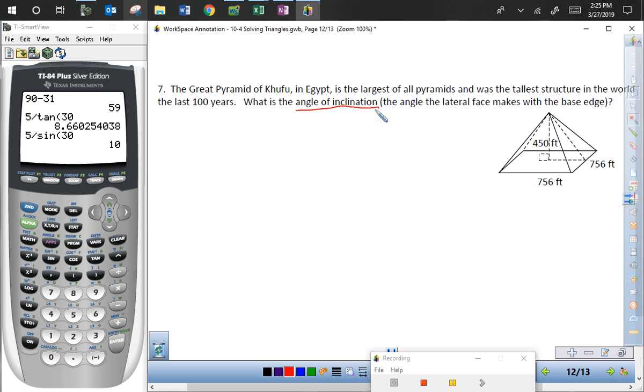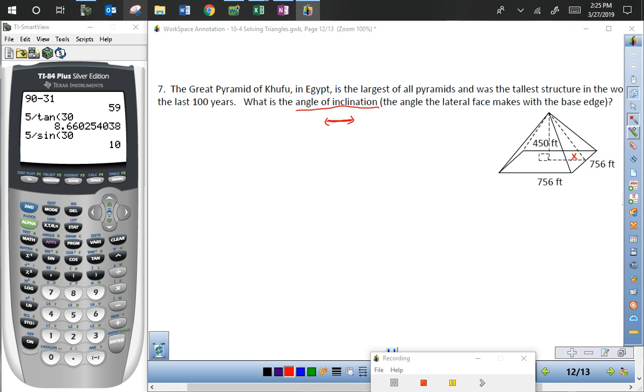Okay? Remember these words, an angle of incline. It's always going to be a horizontal segment in our picture when we go to solve that. So it also gives us this hint. It says the angle that the lateral face, or the side here, makes with the base or the bottom here. So this face and this edge, it's really talking about this angle right here in the corner.